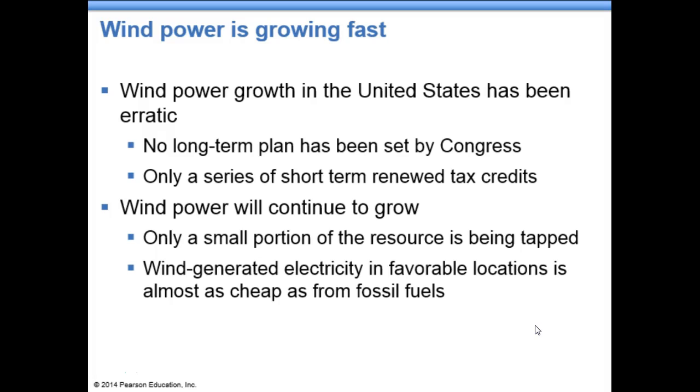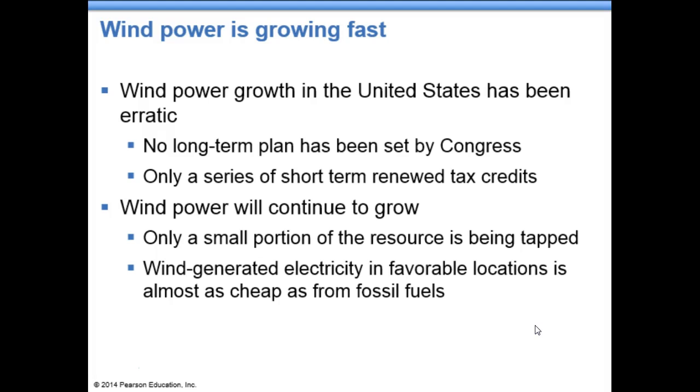Wind power's growth in the United States has been haphazard, and we've heard this before. It's really been kind of fluctuating for all of the green energy sources that we've talked about. Congress is not committed to any long-term federal tax credit for wind development. It has passed a series of short-term renewals, and because of that, it leaves the industry uncertain. They don't know how much to invest.